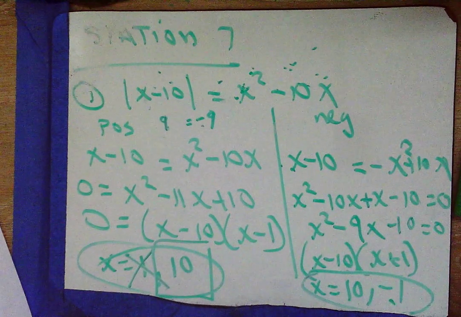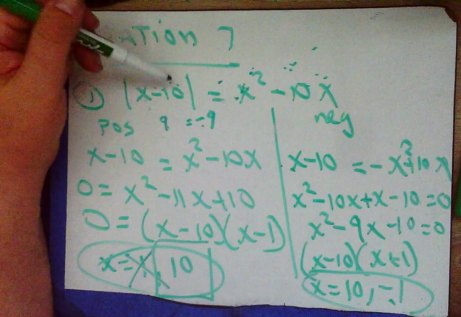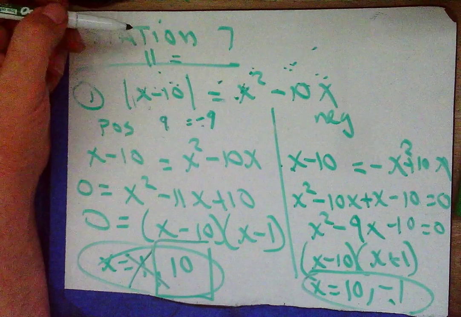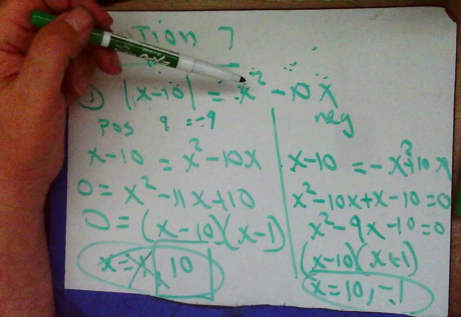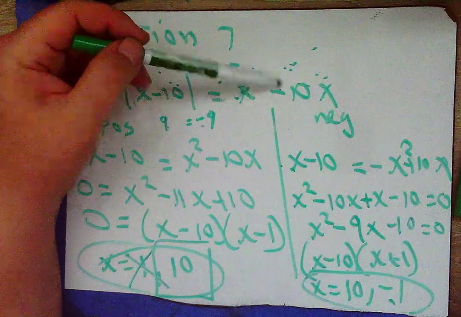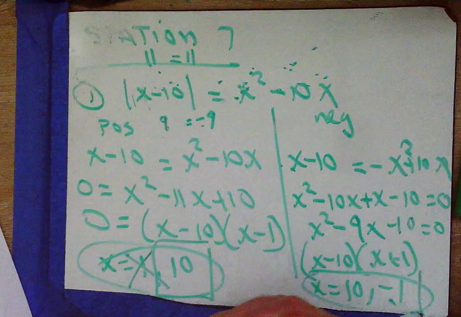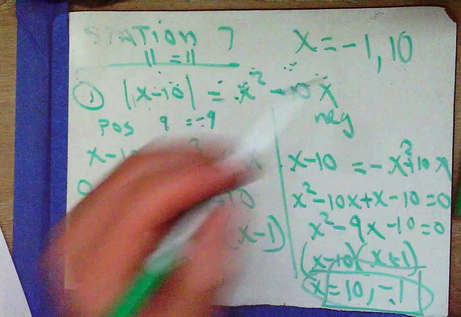And what about negative 1? Well, if I plug in a negative 1, negative 1 minus 10 is negative 11. The absolute value of negative 11 is positive 11. And now I'm plugging in a negative 1 here. Negative 1 times negative 1 is positive 1. Negative 1 times negative 10 is positive 10. 1 plus 10 is 11. So both of these work. My solutions are x equals negative 1 and 10.